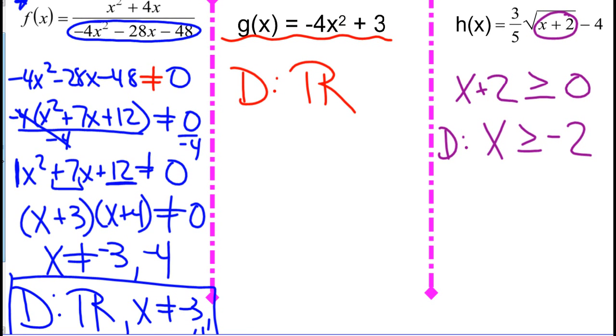So just a real quick pause on all three of those domains so you can take a look at them. But that should be it. Remember, we're looking for variables in the denominator and variables underneath the radical. Okay?